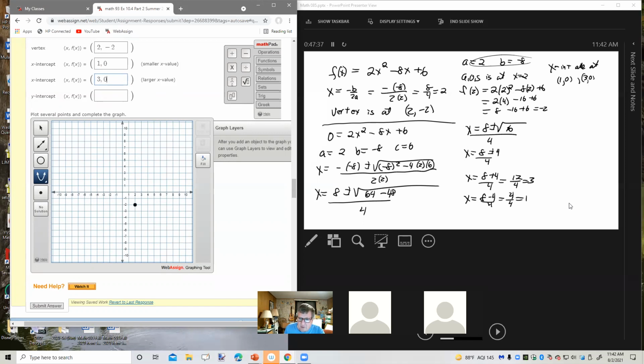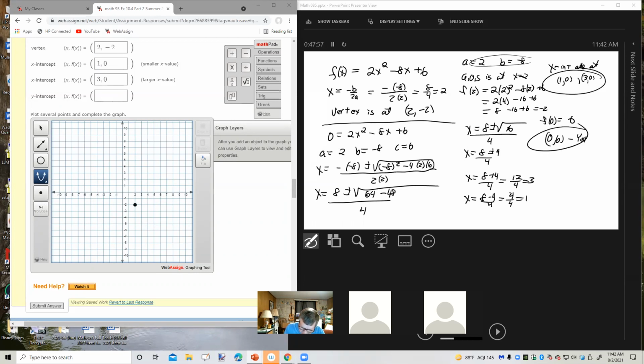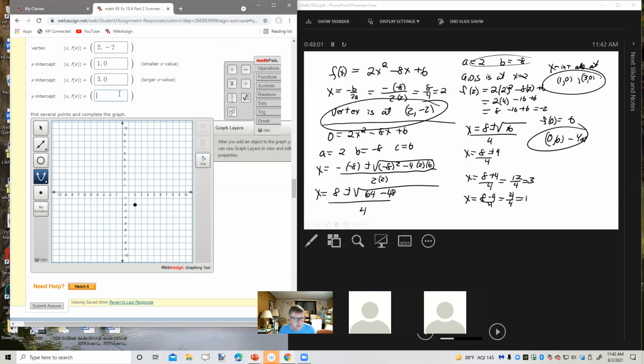Okay, now back over here. To find the y-intercept, set x equal to 0. F of 0 equals 6, right? Because all the ax squared and the bx become 0. So 0, 6 is the y-intercept. So there's the y-intercept, there's the x-intercepts, there's the vertex. Y-intercept is at 0, 6. Okay.